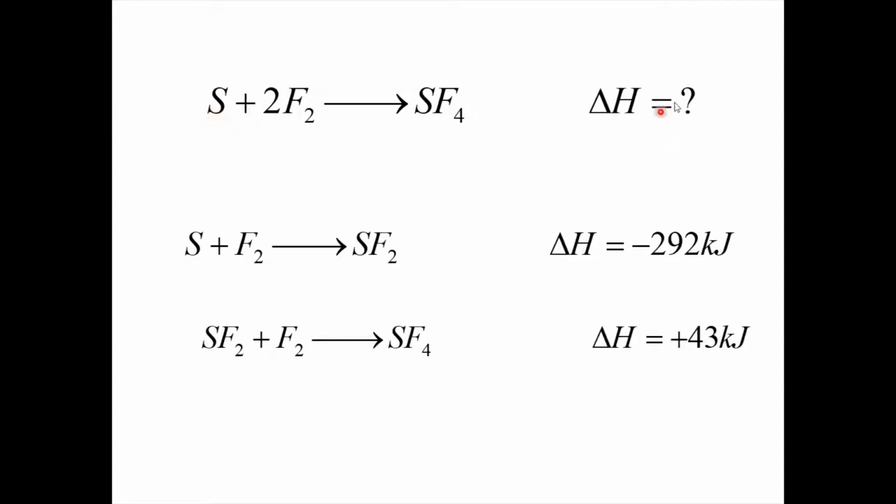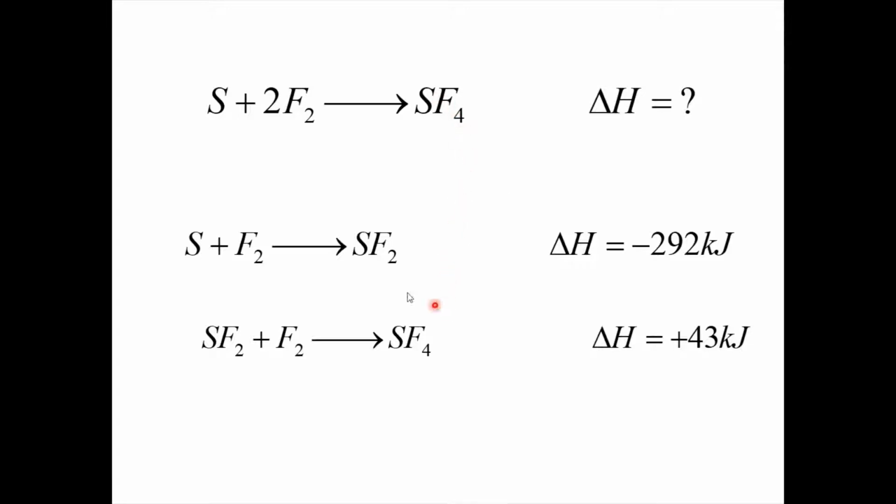Let's say you wanted to figure out what the delta H is when sulfur reacts with fluorine to form sulfur tetrafluoride, SF4. Maybe you know what the delta H is for the reaction when sulfur reacts with fluorine to form sulfur difluoride. And then maybe you know what the delta H is for when that sulfur difluoride adds another F2 to make sulfur tetrafluoride. So if you know those two delta H's right there, if you notice, by adding these two equations up, you get this equation.